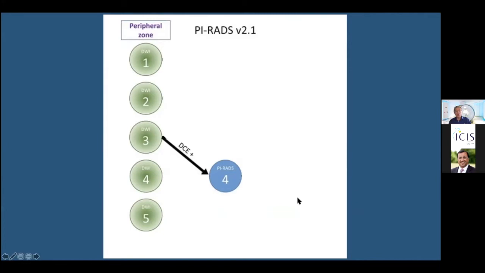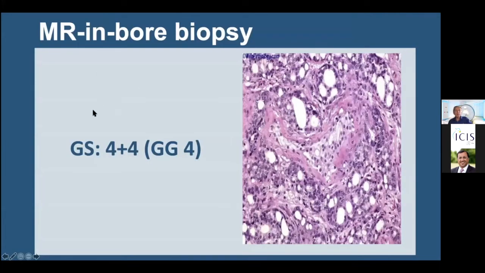We performed an in-bore biopsy, MR targeted, and it showed a very aggressive Gleason 4+4 lesion. The patient had a prostatectomy, which confirmed a lesion confined to the prostate, Gleason 4+4, and until now the patient does not have any metastasis and is in good health.